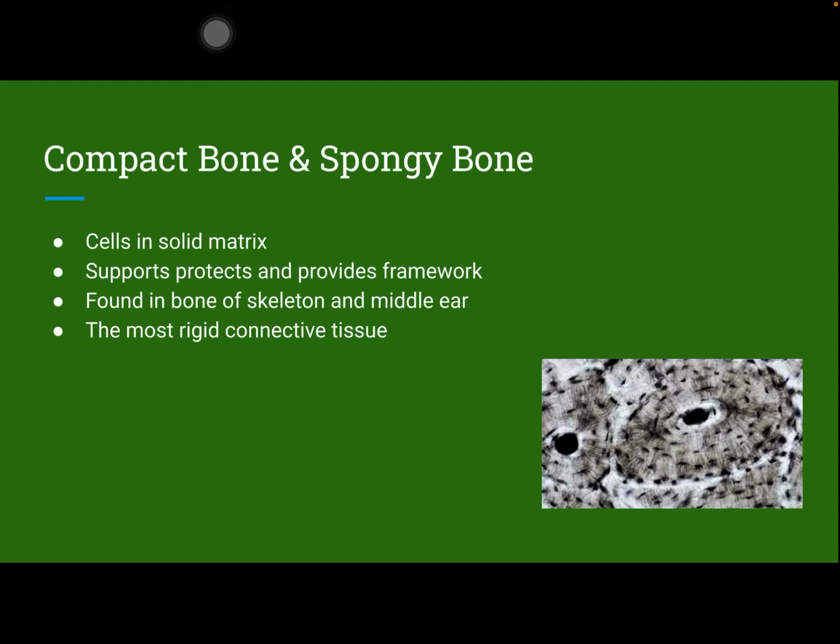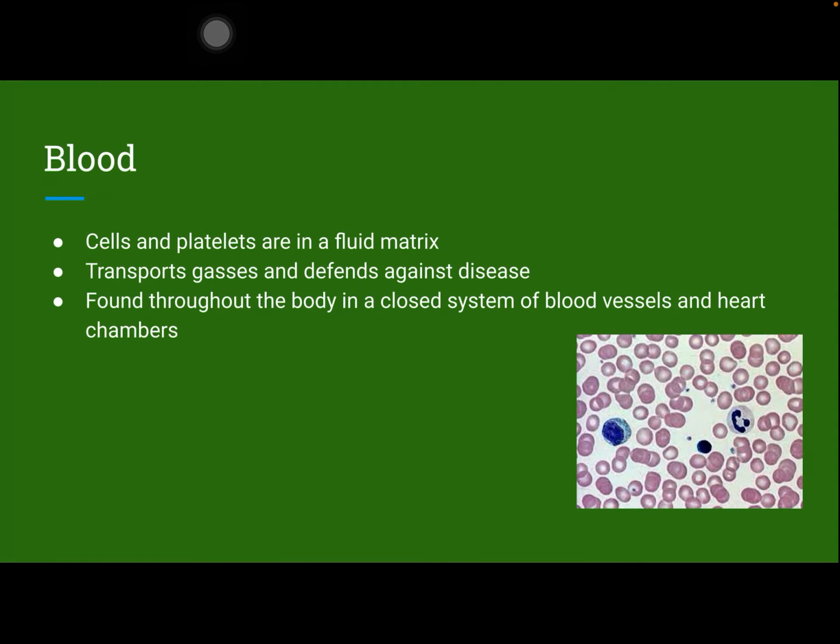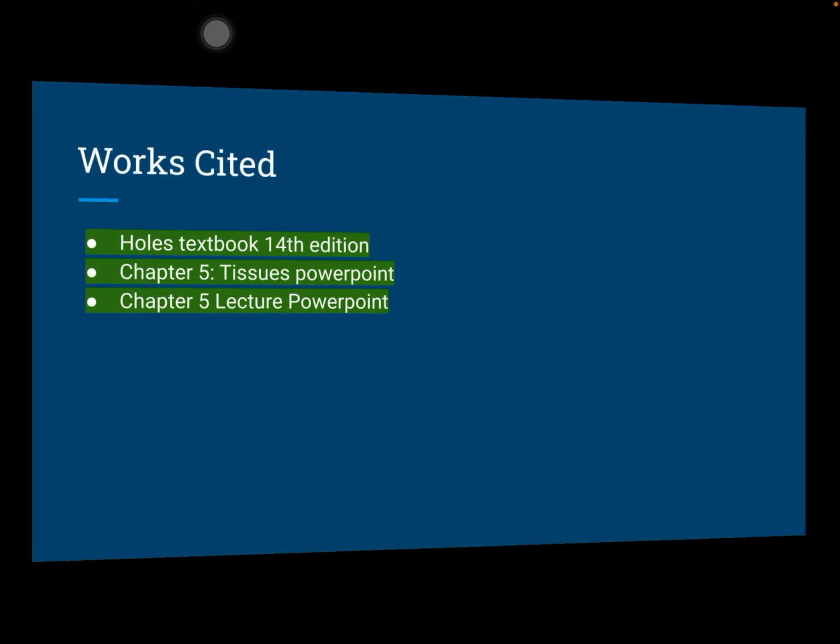These are cells in a solid matrix, and they support, protect, and provide framework as well. They're found in the bone of skeleton and middle ear, the most rigid part of the tissue. Finally, we have blood. These cells and platelets are in fluid matrix. They transport gases and defend against disease. They're found throughout the body and closed system of blood vessels and heart chambers.